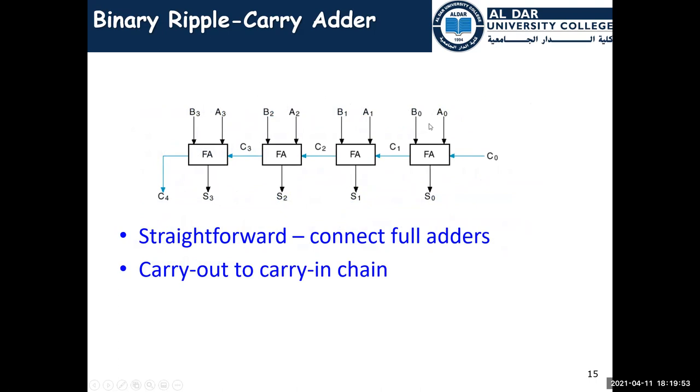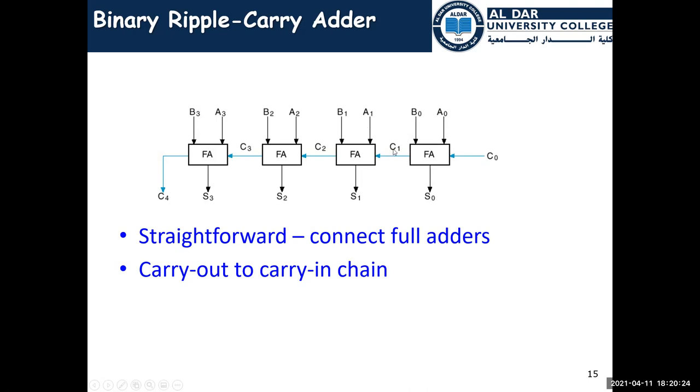It starts from A0 to A3, and the second number is from B0 to B3. These are the two numbers that we need to add. We add them together, but we consider C0. We can put C0 equal to zero, because we don't have a carry in to this circuit. Then after the addition of the two least significant bits, maybe we have a carry, so we pass this carry to the second full adder.